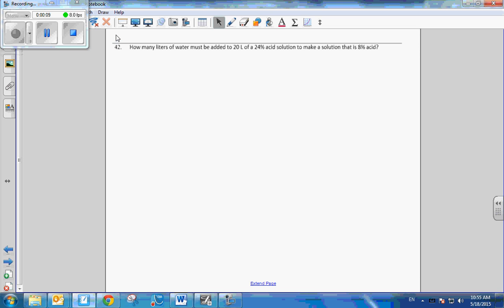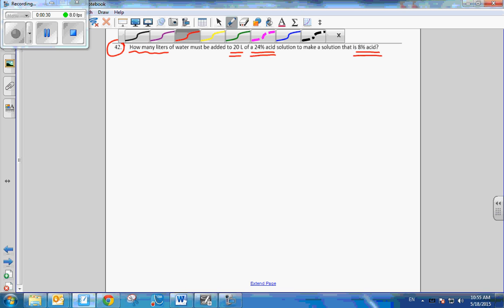Let's do a couple of these problems together because I know these are generally some doozies for you, the mixture and the work problems. Number 42 asks: how many liters of water will be added to 20 liters of a 24% acid solution to make a solution that has only 8% acid? So you can see the amount of acid is decreasing.